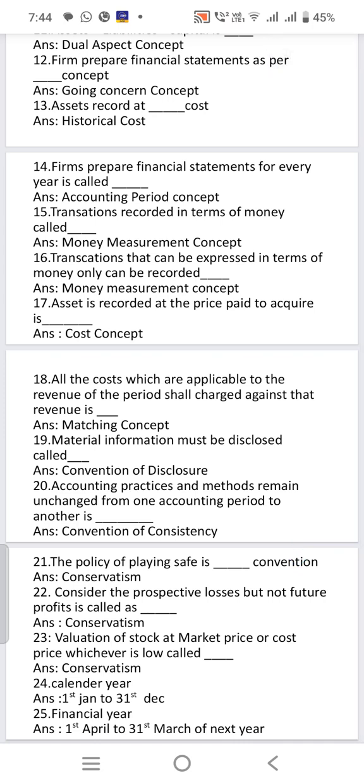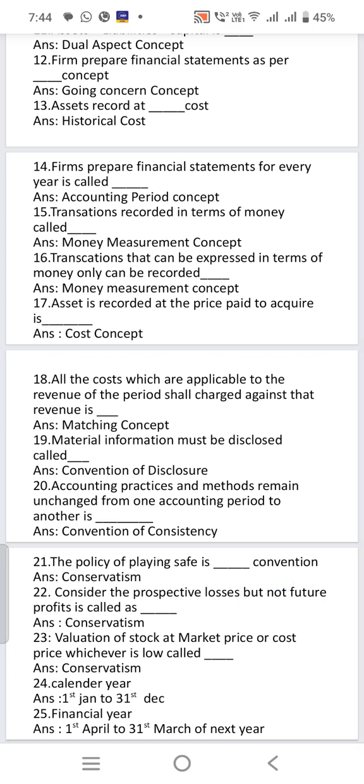Accounting practices and methods remain unchanged from one accounting period to another accounting period. This convention is called the convention of consistency. Whatever methods, whatever practices we are following, they should not be changed every year. So we should maintain consistency.